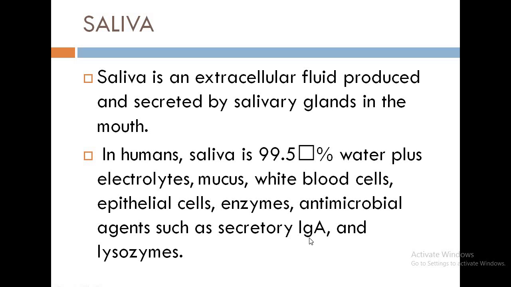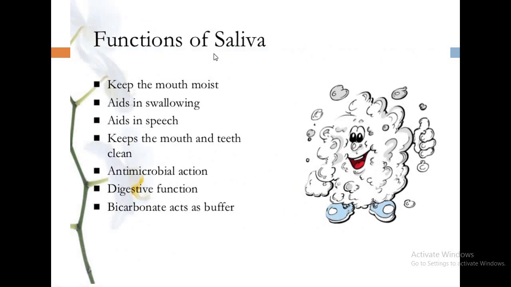IgA stands for immunoglobulin A, and this immunoglobulin A provides mucosal immunity. Mucosa is the layer which covers the inner lining of the intestinal tract. So immunity over there is provided by IgA, immunoglobulin A. And lysozyme. Lysozyme acts as scissors which cut the cell wall or the cell membrane of microorganisms. This lysozyme is found in the saliva. It is also found in tears. So this is how it provides immunity. These are the agents or the components of saliva.